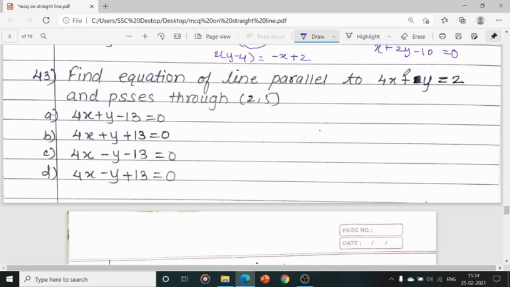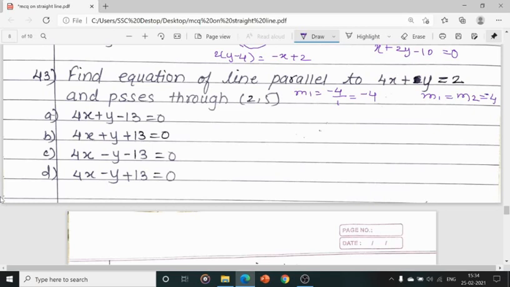Find equation of line parallel to 4x plus y is equal to 2 and passes through 2 and 5. Now we need to find out first the slope of the given line. The slope of the given line is minus coefficient of x upon coefficient of y, that is minus 4. The lines are parallel to each other. Means if the lines are parallel, then slope is equal. So second line slope is also minus 4.